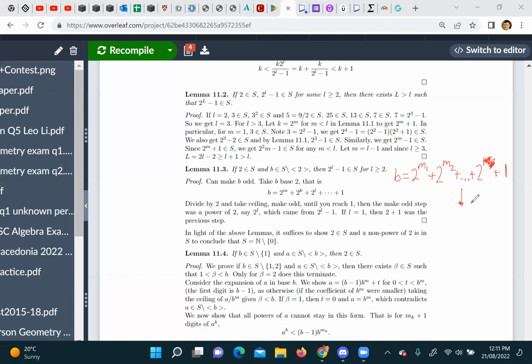Yeah, I'm confused. So then the only issue is if it turns into 1, right? So if this is now a power, if this becomes a power of 2, that equals 1. Oh wait, I'm stupid. Okay, yeah, that's right.